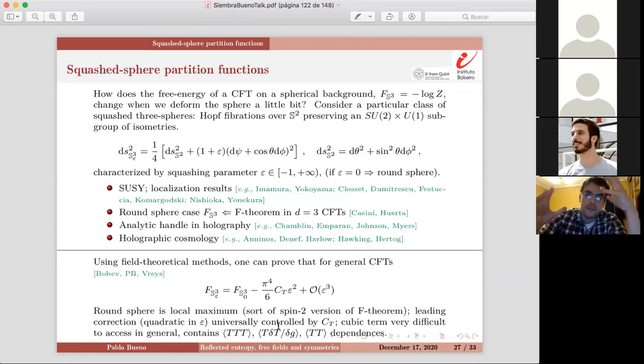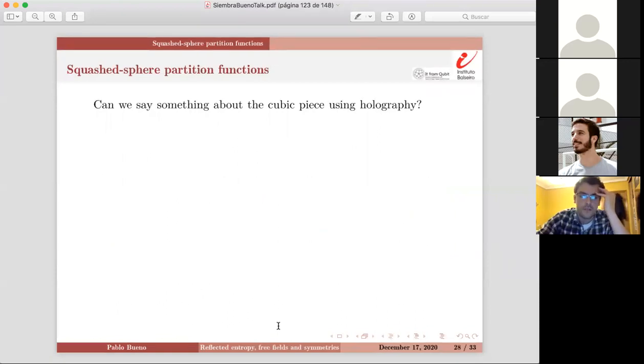And evaluating this even numerically is very complicated, and it hasn't been tried at this point. So we decided to look at this using holography, using higher curvature gravities. And well, here we use just AdS/CFT.